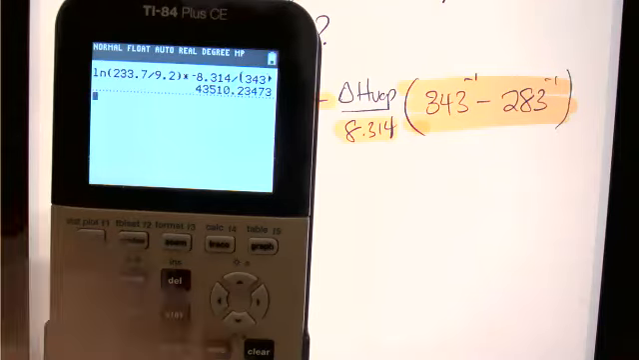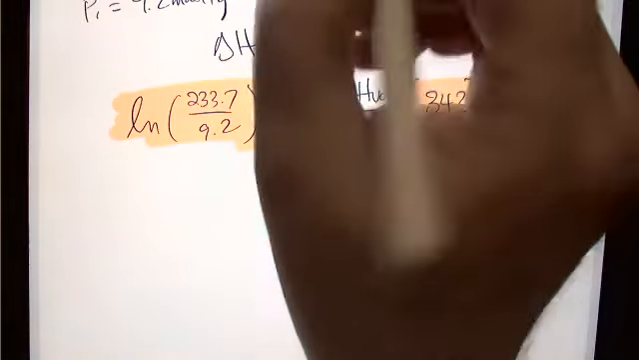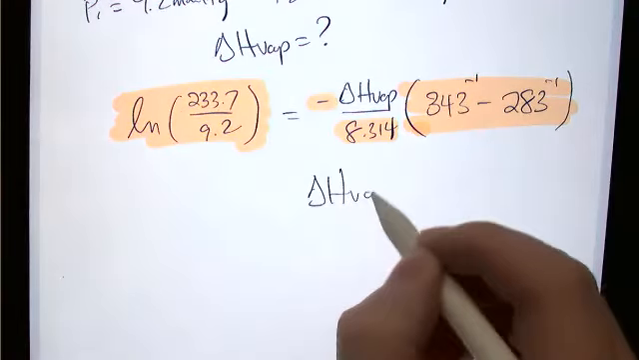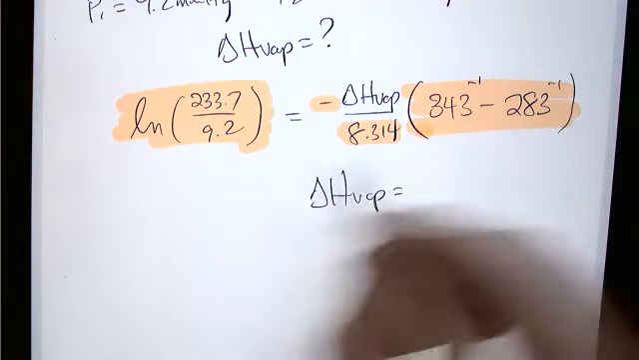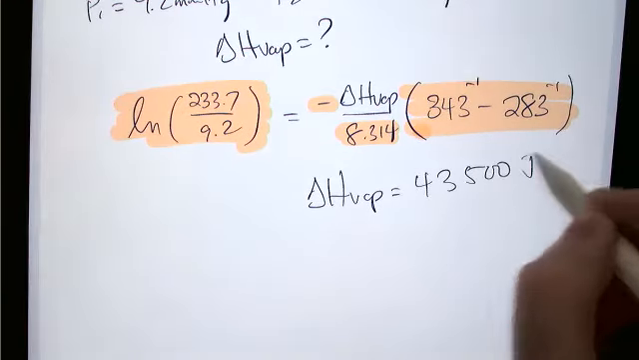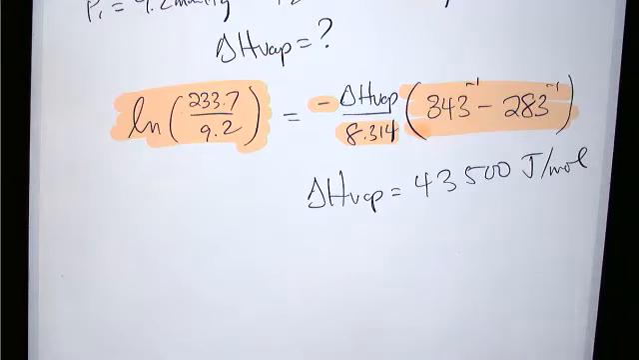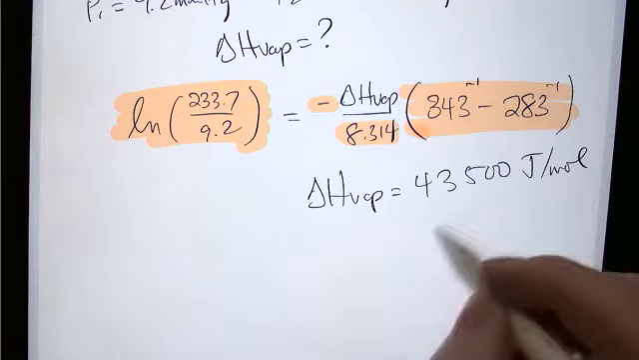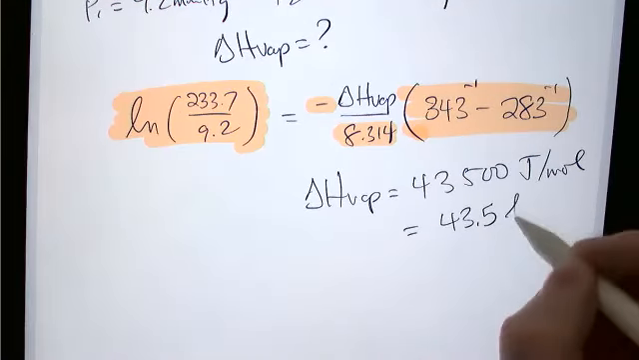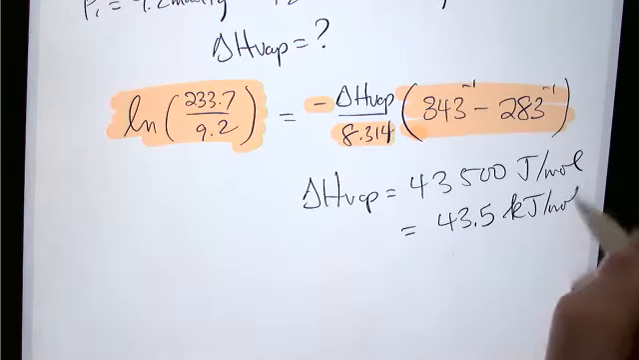My answer is very similar, but not the same as we got before. Delta H VAP using my 2 points is 43,500 joules per mole. If you used different points, you'll get a slightly different value for delta H VAP, but it should be very similar. 43.5 kilojoules per mole.